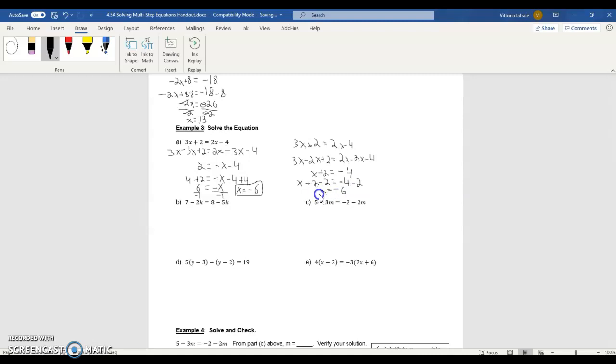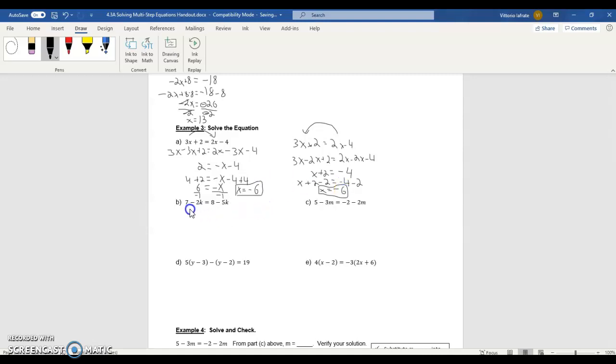So the process was a little bit different because I sent the variables to the opposite side. I didn't have to do the division in the end, since I sent my 2x to the left side instead of sending my 3x to the right side like I did here. But the end result is the same. You get x is equal to negative 6 regardless of which side you choose to send the variables to.